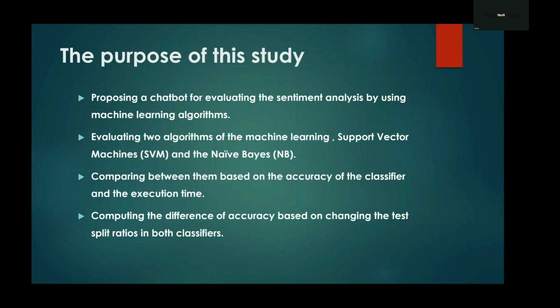The purpose of this study is proposing a chatbot for evaluating sentiment analysis by using machine learning algorithms. We focus on two basic algorithms: support vector machines and the naive Bayes algorithm. At the end, we compared both algorithms based on the accuracy of both classifiers, computing the difference in accuracy. We also added some features and changed the test split ratios for both classifiers, in order to know if the ratios play any role in the accuracy.